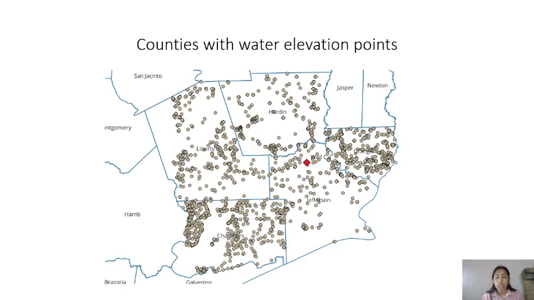As we have taken well C as the pumping well that we are going to use for this project, these are the values.